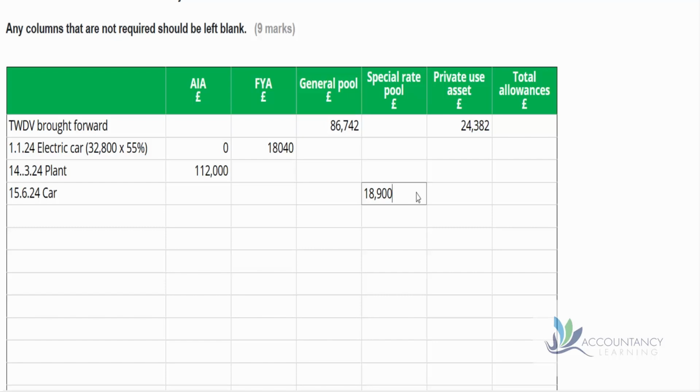Now notice the slight difference between the two cars that we've included. The first car was being used by the owner, so we only included the business use in the capital allowances calculation. Whereas for this second car, we're putting the full value in the special rate pool because this car is being used by an employee. So HMRC will gather tax from the employee because this is their benefit in kind. That means we're going to put the full value of the car in the capital allowances calculation.